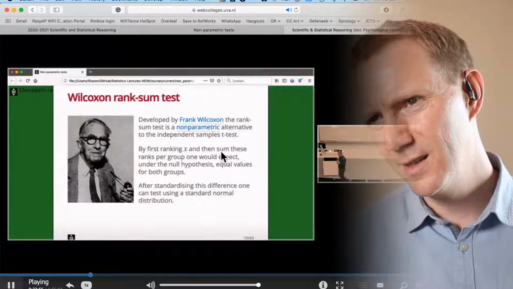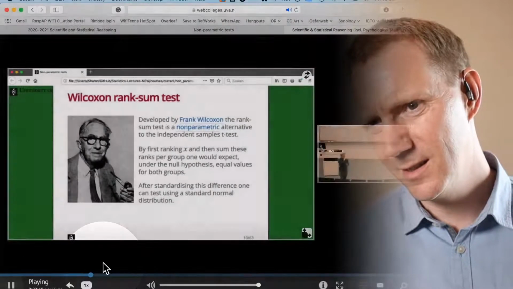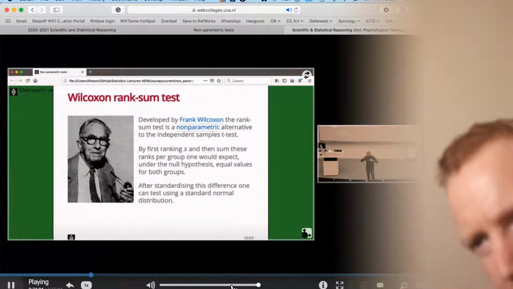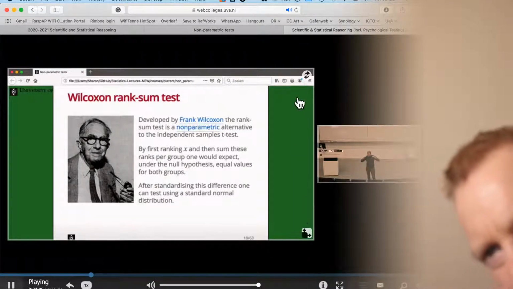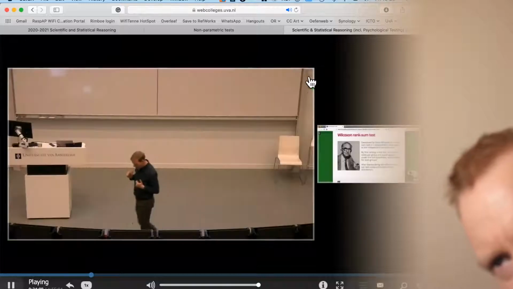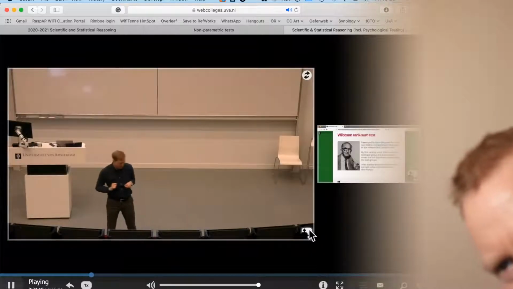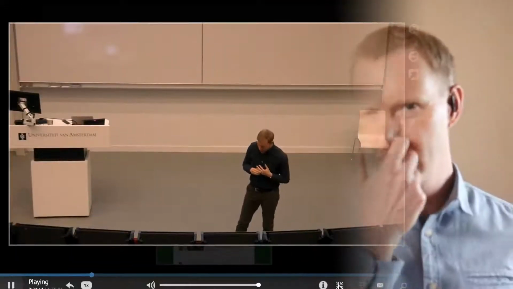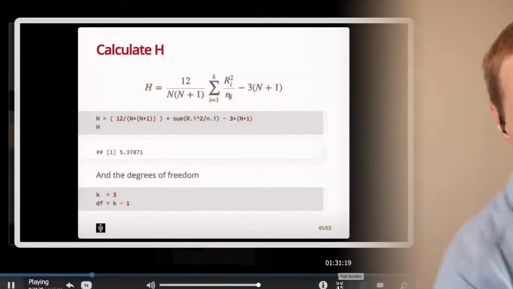ANOVAs. When we started with the one-way ANOVA, we went into it to determine if there is a difference in height between men and women. And I want to do that same analysis again, but now for the non-parametric tests.